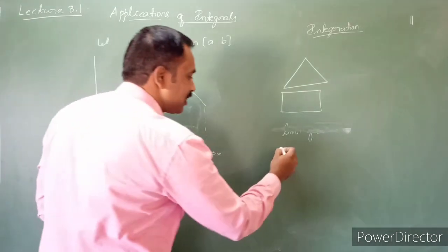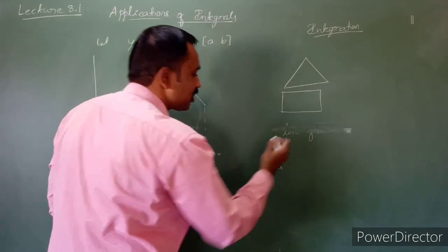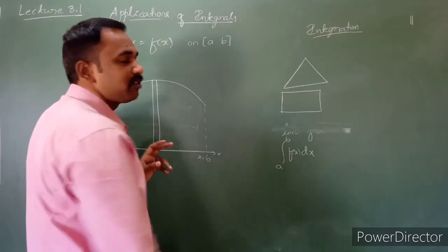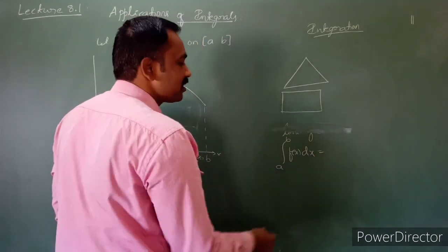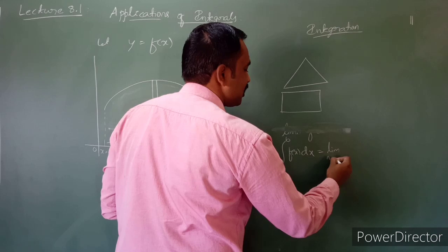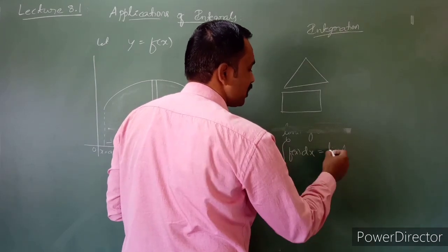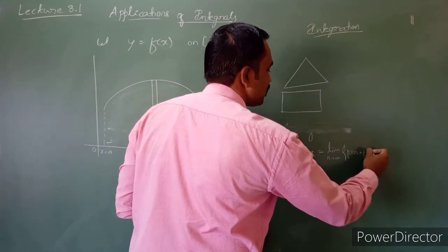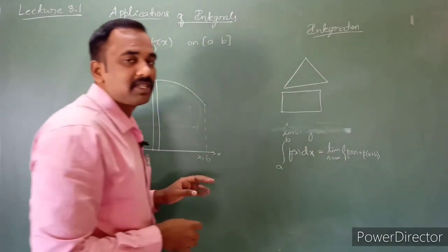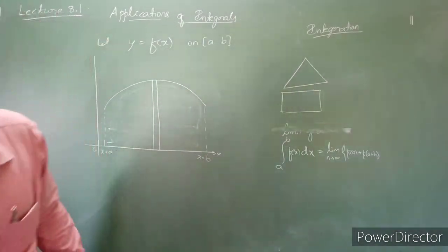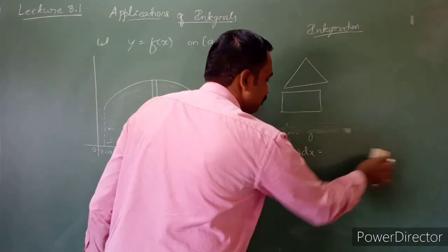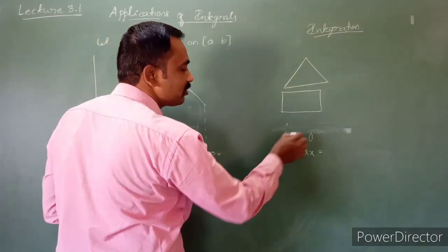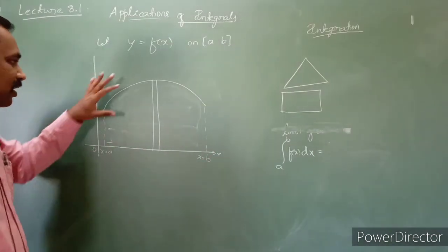You already know the definite integral. What is the definite integral? Integral from a to b of f of x dx. This we can write as the limit as n tends to infinity of (b minus a)/n times the sum of f of a, f of a plus h, and so on. This is like the formula. Instead of discussing this, we just say that the definite integral means the area under the curve from the limit a to b.